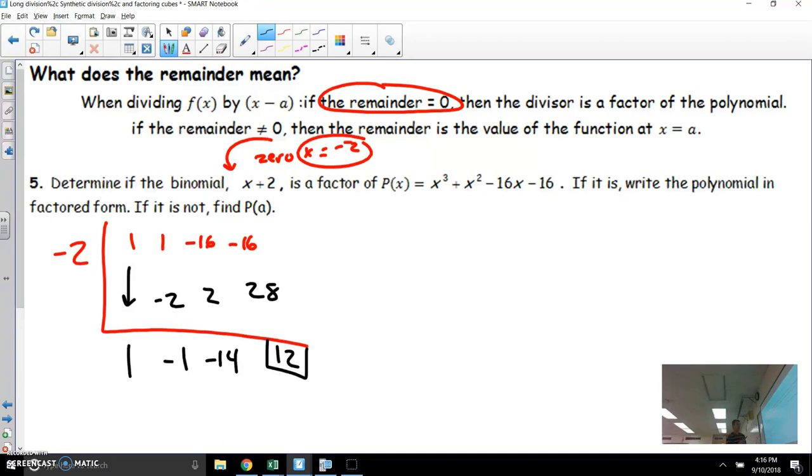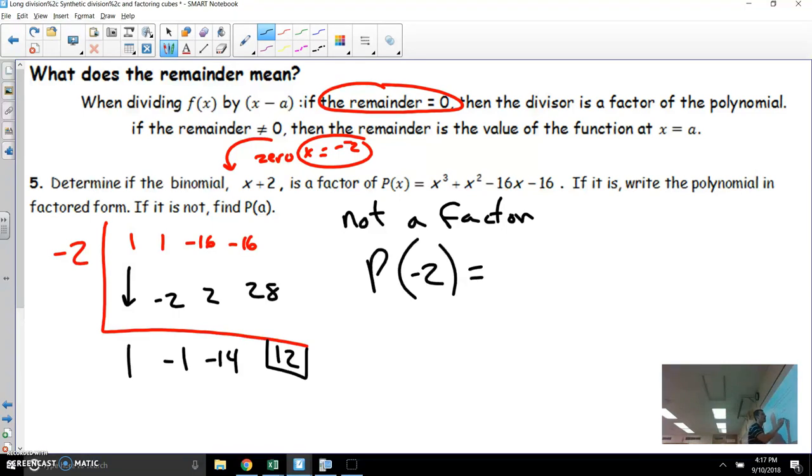The fact that this is not 0 means that x plus 2 is not a factor. If you're using synthetic division and you get exactly 0, that means x plus 2 was a factor of what you synthetically divided it into. So what does it mean when it says, if it's not a factor, then find P of A? Well, P of A for this one is the number negative 2. That's the number you plugged in.